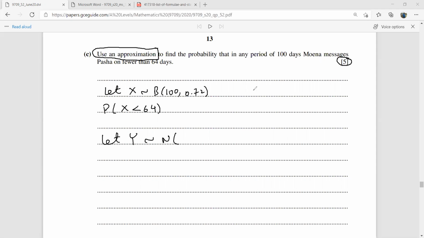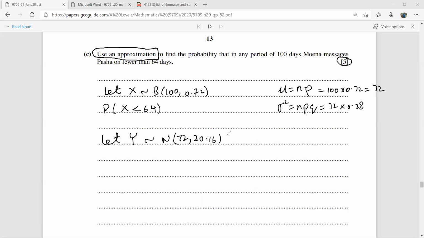We can find the mean from this binomial distribution. The formula is np. What is 100 times 0.72? That is 72. So the mean is 72. And we will find the variance, that is npq, 72 times 0.28. What is this? 20 point something. So this is the variance that we have.